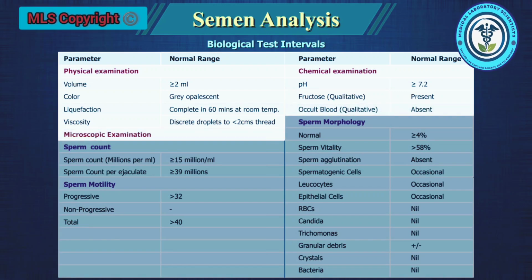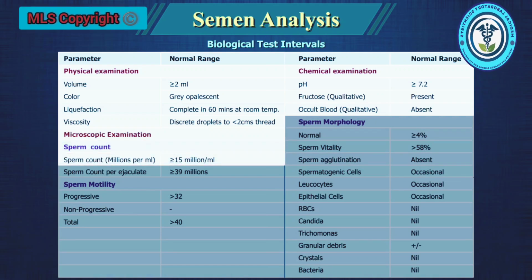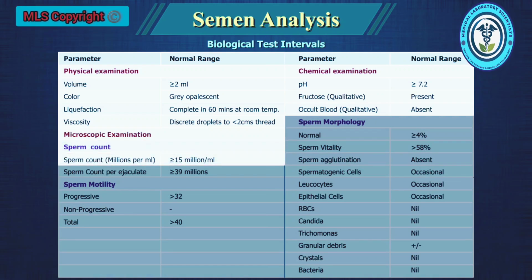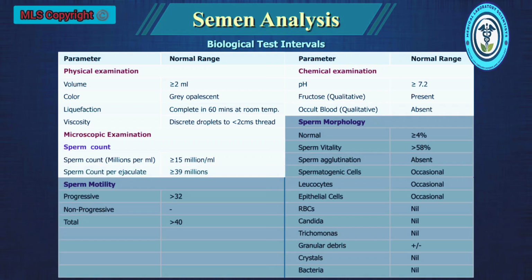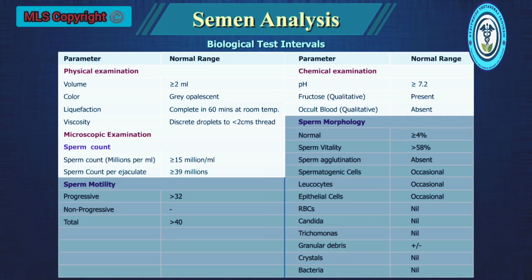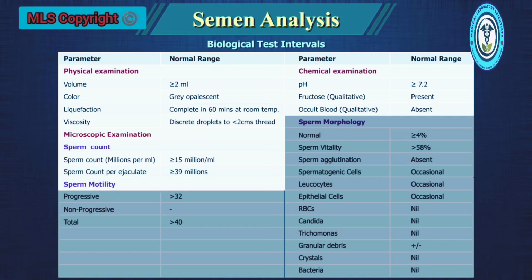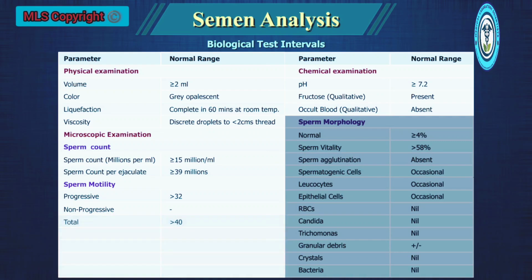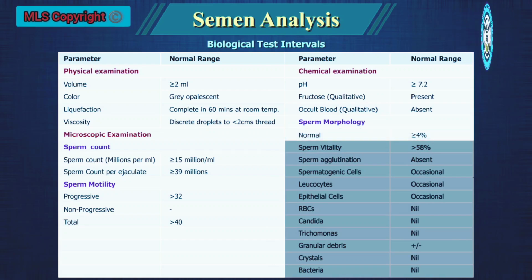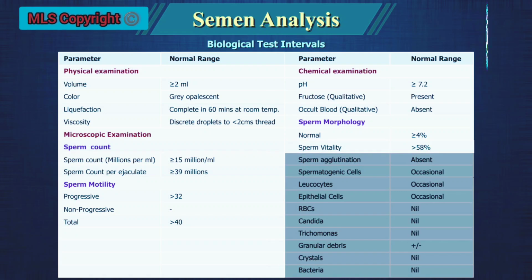Microscopic examination. The sperm count in millions per ml is more than 15 million per ml, and sperm count per ejaculate is more than 39 million. Sperm motility: progressive motility should be more than 32%. Total motility should be more than 40%. The sperm morphology: normal sperms are more than 4%. Sperm vitality more than 58%.